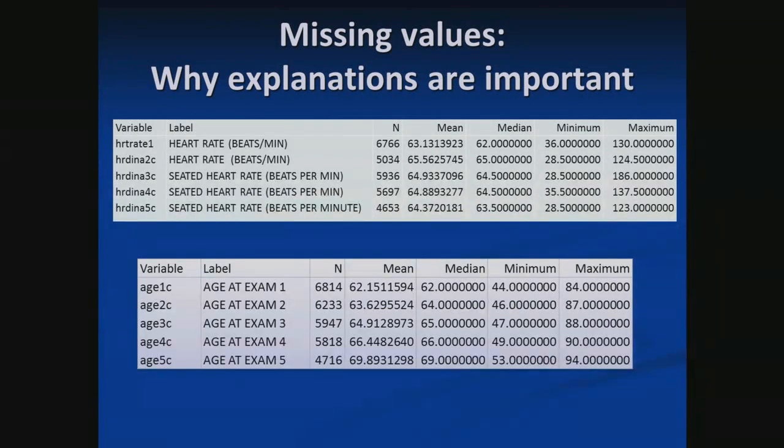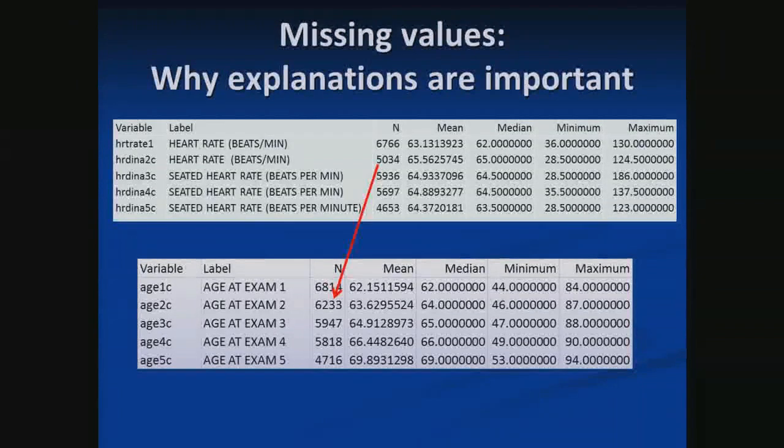Comparing these, the first exam had 6814. Heart rate was a little lower than that. That's fine. You're always going to get missing. The second exam, I know 6233 people showed up, but only 5,034 have heart rate. That's a big red flag, because the differences for the other waves are much smaller and expected. So I know I have a problem at visit 2.